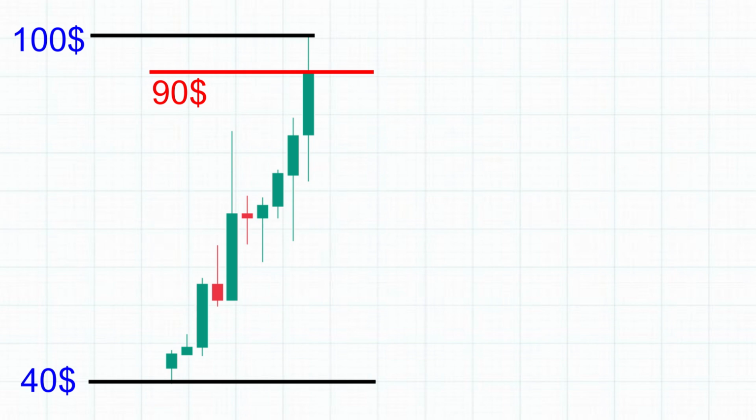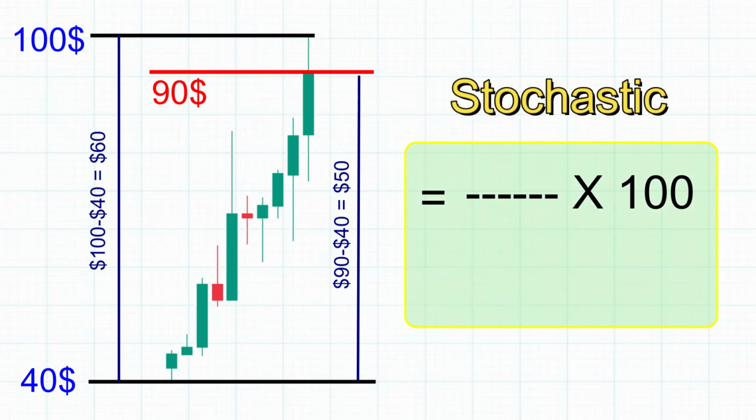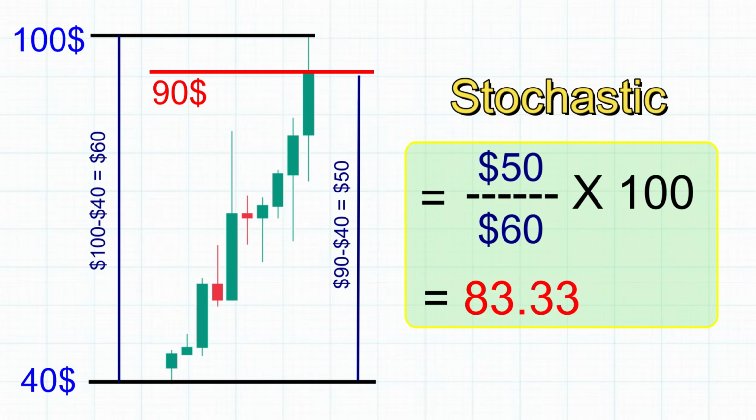To calculate the stochastic value, you subtract the lowest low from both the highest high and the last close price. In this case, the difference between the highest high and the lowest low is $60, while the difference between the last close price and the lowest low is $50. Calculating the stochastic is straightforward. You take the ratio of $50 over $60 and multiply it by 100, resulting in a value of 83.33.